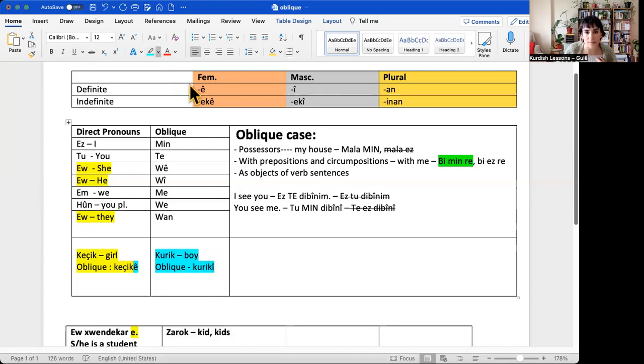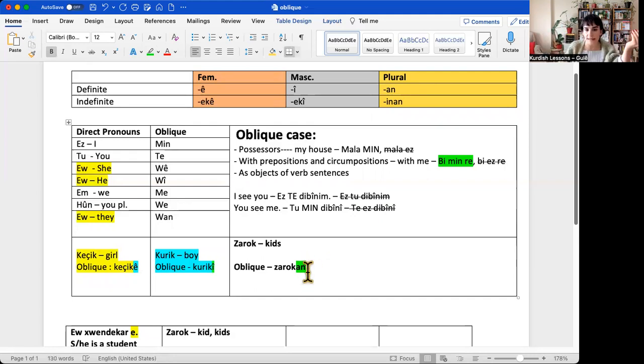And if it is a plural noun, you don't need to take care of the noun, you just put an on. Zarok, let's say we mean many kids, and the oblique form will be Zarokan. Like the oblique form of Zarok is Zarokan. So be careful, it is not kids, but it is the oblique form.